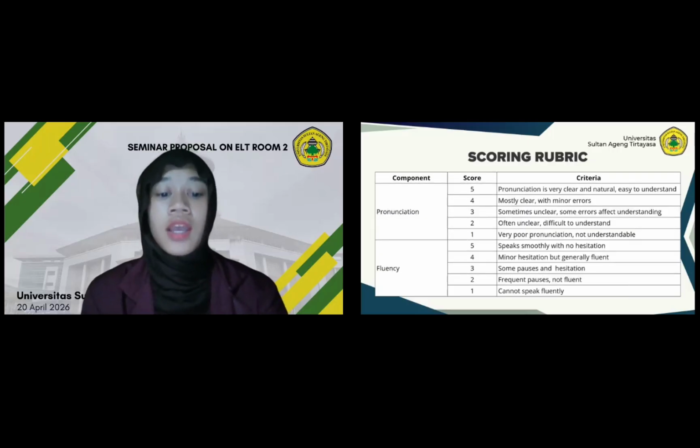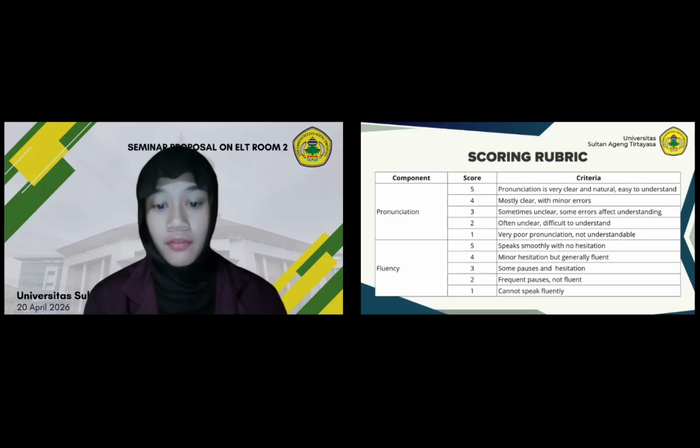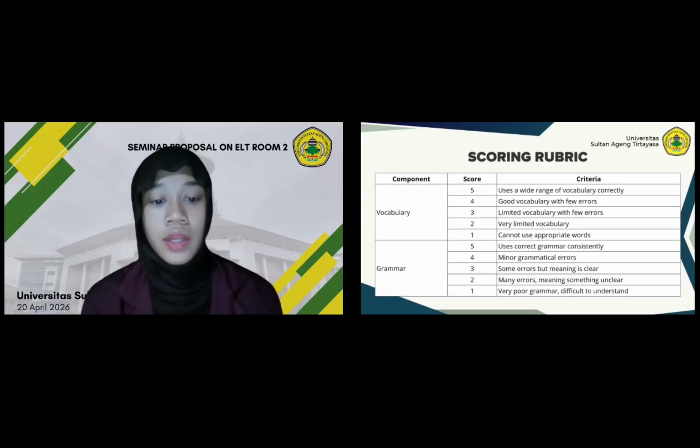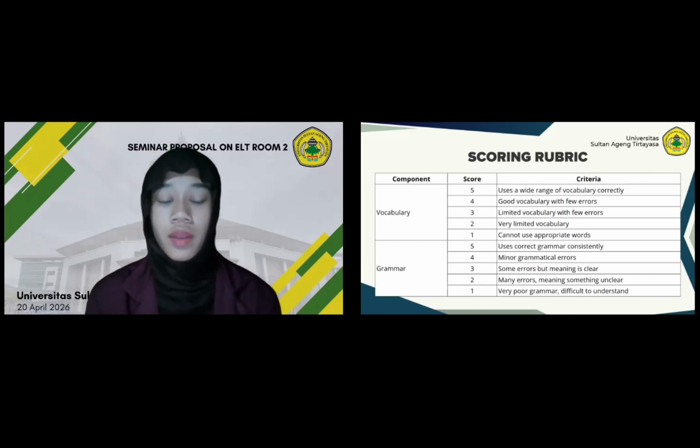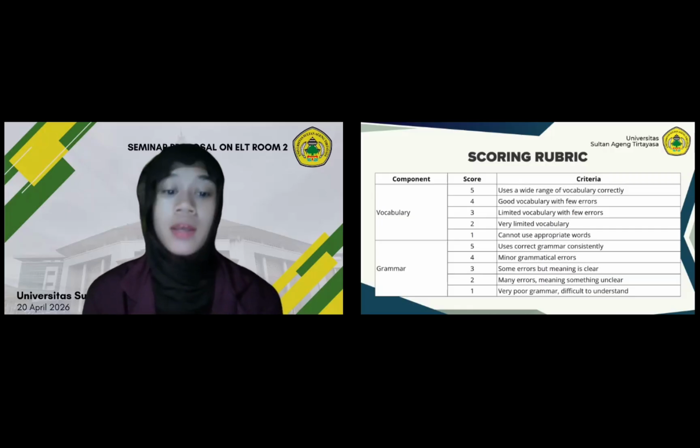In fluency, if the students speak smoothly without hesitation, they get score 5. If they cannot speak fluently and have many pauses, they get score 1. In vocabulary, if the student uses many correct words, they get score 5. If they have very limited vocabulary, they get score 1.